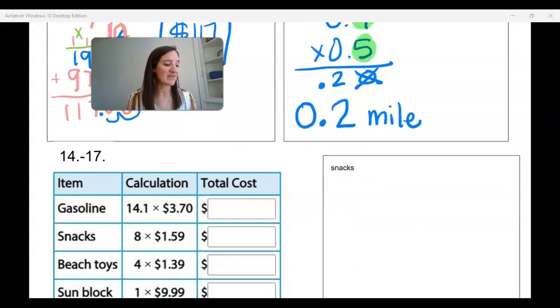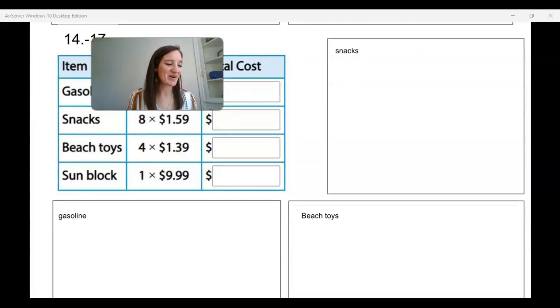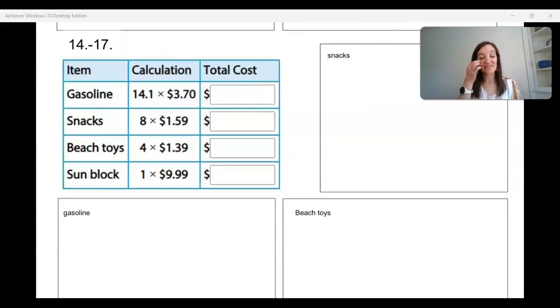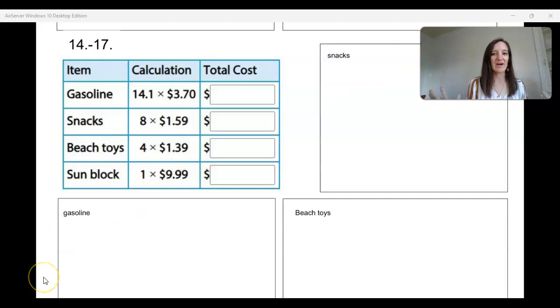Not bad. Okay. Now this last problem is a family that is going on a trip, and they stopped at the Maverick at the gas station to fill up before. They need to buy gasoline so they can get to wherever they're going. They need snacks, of course. They're probably going to the beach. They need some beach toys, and they definitely forgot their sunblock.